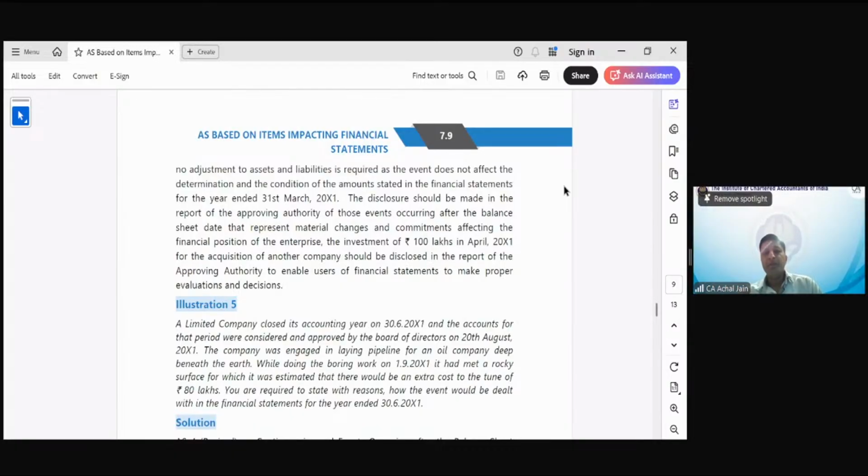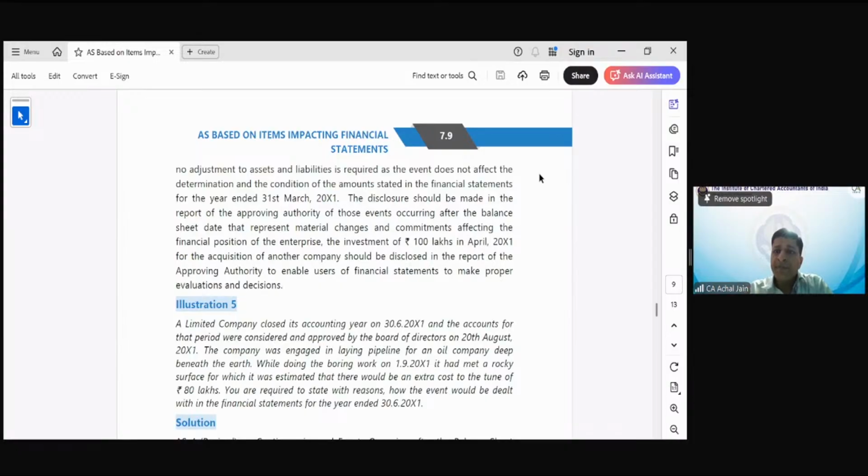Okay. Company was engaged in laying pipeline for an oil company. While doing the boring work on 1st of September X1, it had met a rocky surface for which it was estimated that there would be an extra cost to the tune of 80 lakhs. So how will you deal with this transaction for the reporting year ending 30th June X1? Over to you. So is this an adjusting event, non-adjusting event? What is your thought on this?